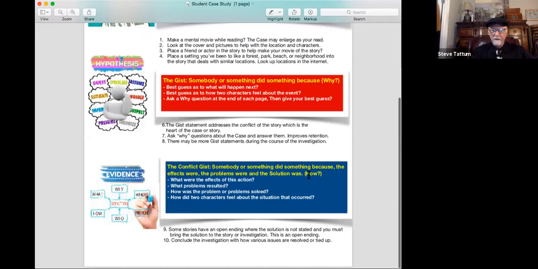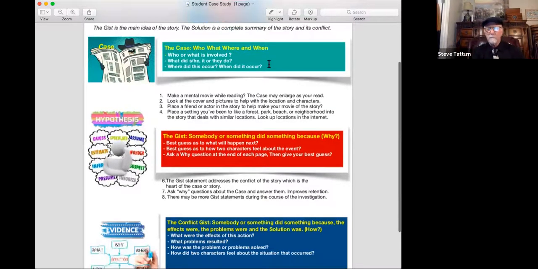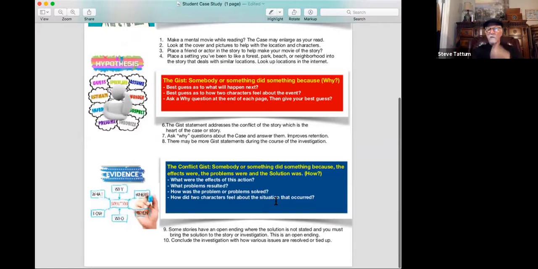Now we're at the conflict. What were the effects of this action? What problems resulted? How was the problem solved? How did the characters feel about the situation that occurred? Okay. So this is what the child follows, and I have my version. So when we're here, I can ask some questions out of my version. When we're here in the red, I can ask some questions out of the teacher version. There's more why questions there. When I'm here, I can ask some questions out of the conflict.